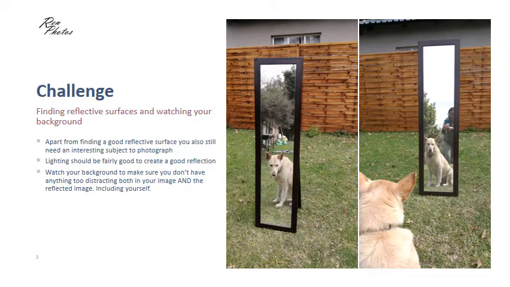And watch your background to make sure you don't have anything too distracting, both in your image and in the reflecting image. You can see from the two images, in the first image I have the braai stand and several things in the background which don't really add to the image, which I didn't really like. And in the second image, the other thing you're going to have to watch for is getting yourself in the image. You have to move around in such a way that you are getting only your subject in the reflection and not yourself, which can also be quite a challenge.